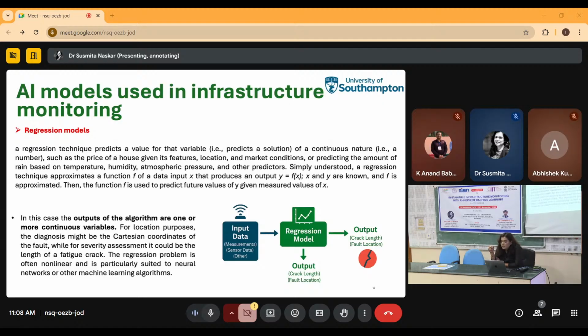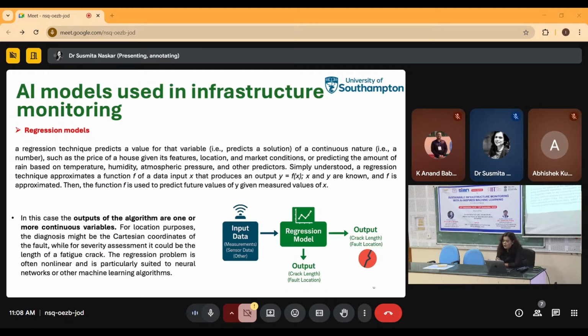So in the context of infrastructure monitoring, this kind of regression model is very valuable for tasks where the output is not just damaged or healthy, but you want some kind of measurable quantity. For example, when we use a regression model, we try to predict the exact location of a fault in Cartesian coordinates. Especially when pinpointing where the structural damage is happening, where the crack is happening, that means very detailed information we want to know, right?